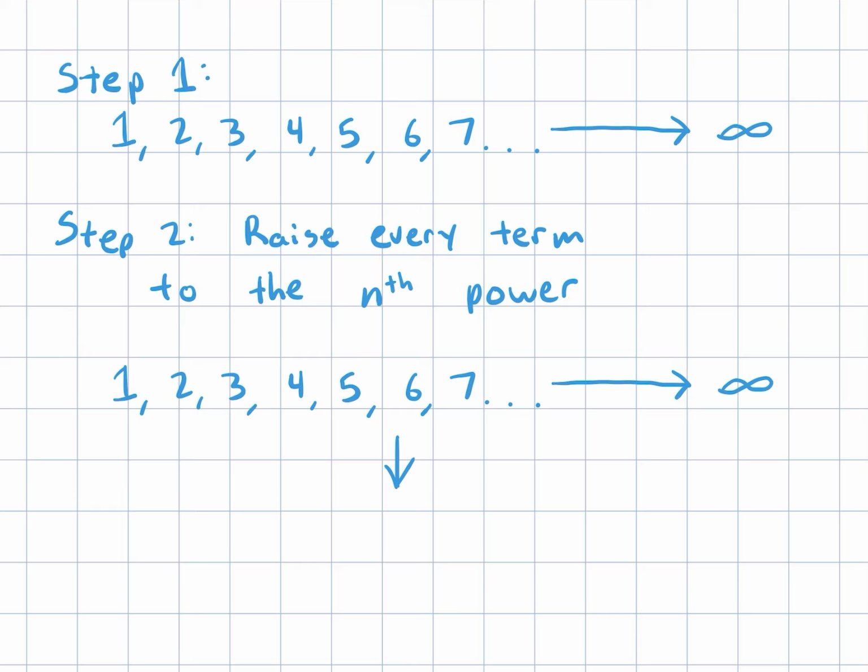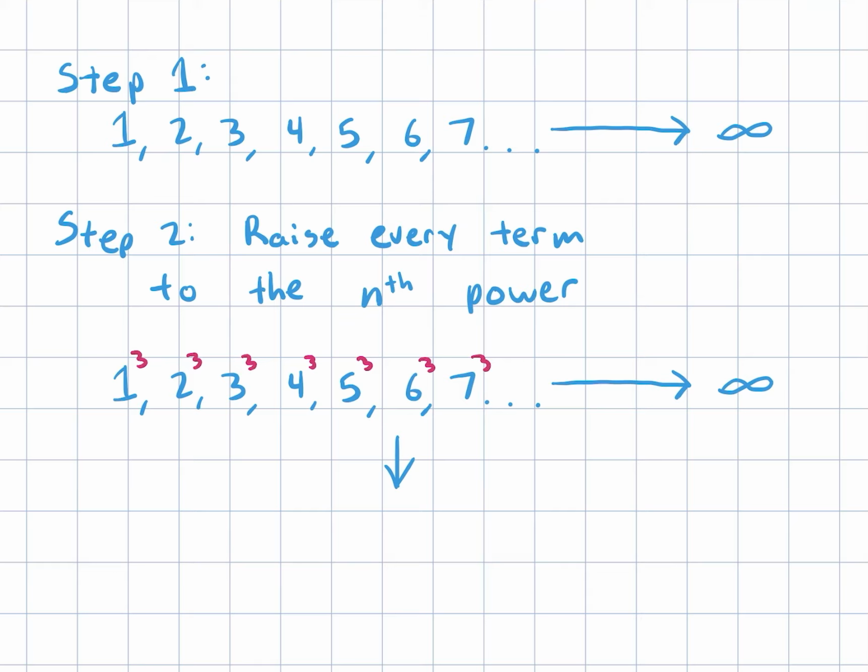The first step is to just create a list of all the natural numbers ascending. So starting at 1, 2, 3, 4, 5, 6, all the way up until infinity. And the second step is to raise every single one of those numbers to the power of n. And n can be any number. So, for example, let's say n is 3. So we'll do all of these numbers to the power of 3.